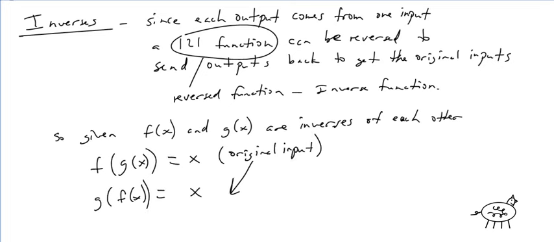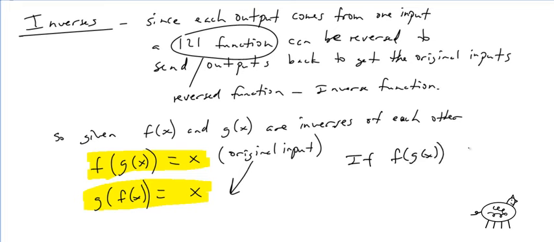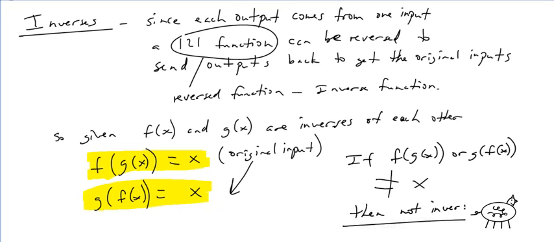And this, I'm going to highlight this here. This has to be true in order for them to be true inverse functions. And that's going to be what our test is. And let's write this out here, if f of g of x or g of f of x, if that's not equal to x, then not inverses. Just a good check to see if these are inverses.